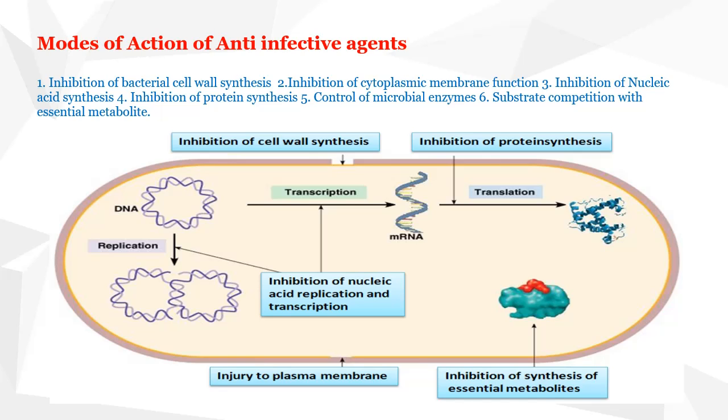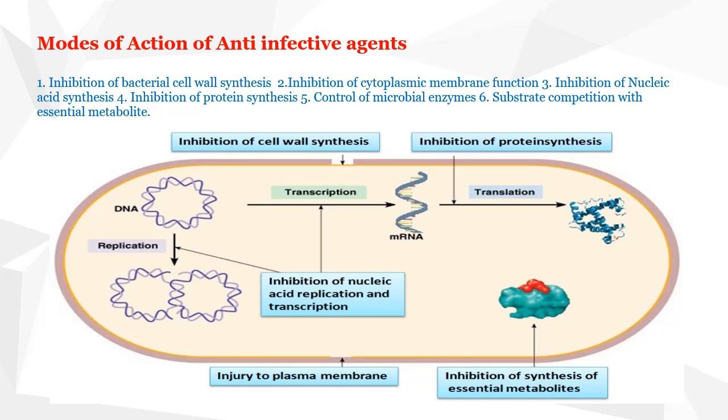Next is substrate competition with essential metabolite. In this case, the sulfonamide class of drugs competes with a natural substrate called PABA, which is an essential metabolite for the synthesis of folic acid in certain bacteria. The sulfonamides prevent this synthesis by substrate competition. And the bacteriostatic action of sulfonamides can be reversed by an excess of PABA also. A point to be noted.